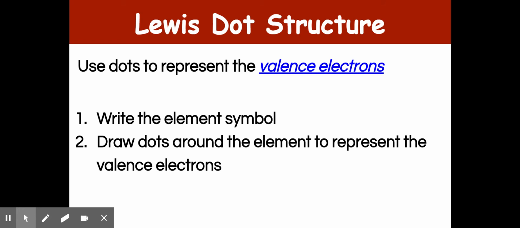A gentleman called Mr. Lewis came up with this method, so we call it the Lewis dot structure. The Lewis dot structure is a structure to represent the valence electrons. We use dots to represent the valence electrons. First we write the element symbol and then draw dots around it to represent the valence electrons. I'm going to give you a few examples, and you may pause here and write this note down.